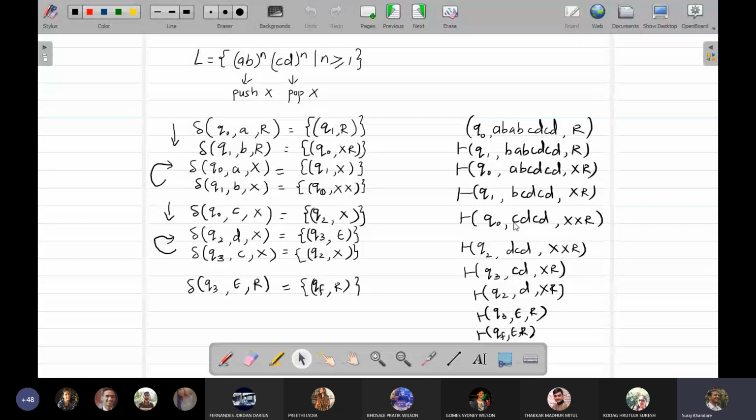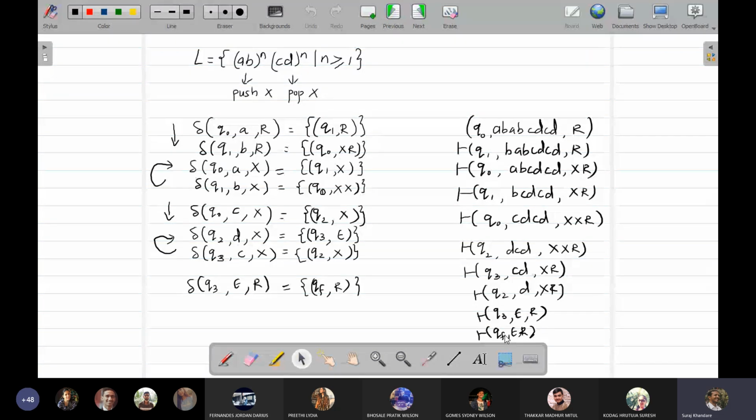Then Q0, when we get C, we change the state to Q2 and do not perform any operations on the stack. Whenever in Q2, when we get D, we go to Q3 and then we pop the stack top element. Q3, when we get C, we go to Q2 and Q2, when we get D, we pop the stack top element. In Q3, we come to the end of the input and stack top is R, then we go to QF. That is the final state.